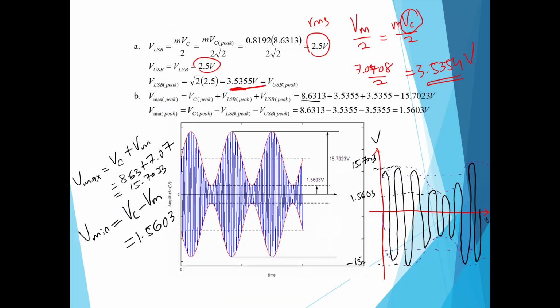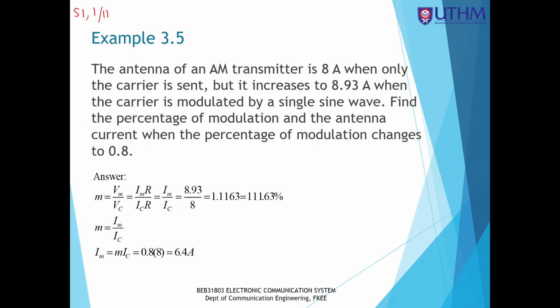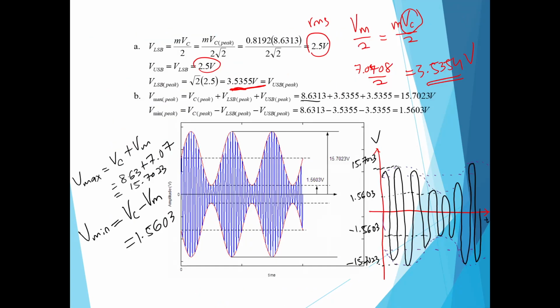Minus 15.7023. This is the lower side, the negative part, and this is negative 1.5603. Okay, so this AM waveform has both positive and negative values. So if I draw correctly, label the axis, and label the maximum and minimum, this drawing can get full marks. Boleh dapat full mark untuk drawing seperti inilah.